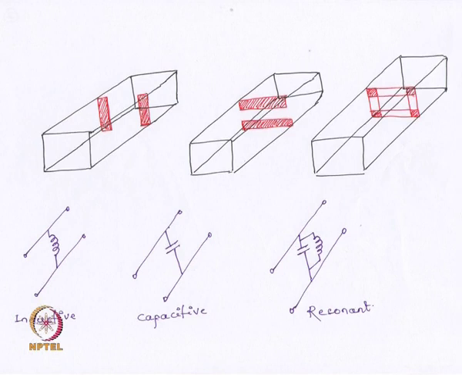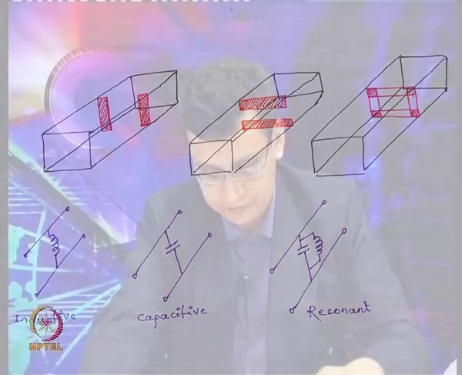So, if we have these metal strips connecting the surfaces which have the greater width, then this produces an inductive effect. And if we have these metal strips connecting the surfaces that have the lesser width as shown here, then this produces a capacitive effect. And if both are present, then it results in a combined inductive and capacitive effect, which is basically that of a resonator. So, if we can come back to our written slides.